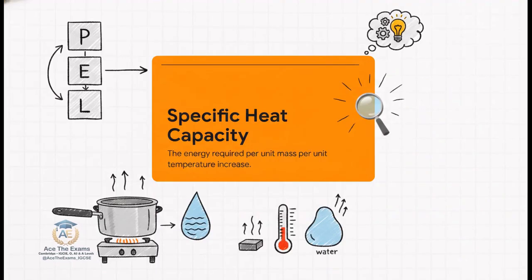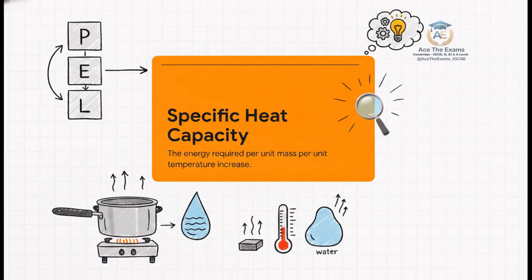So, we're looking at a pretty fundamental question here. Why do different materials, like your everyday cooking pots, heat up at completely different rates? The answer entirely comes down to specific heat capacity. By definition, this is the energy required per unit mass per unit temperature increase. Basically, materials with a high value require a massive transfer of energy to raise their temperature.